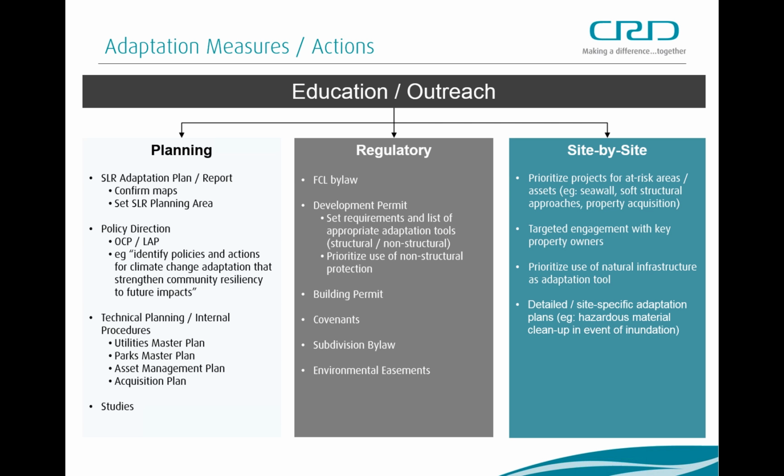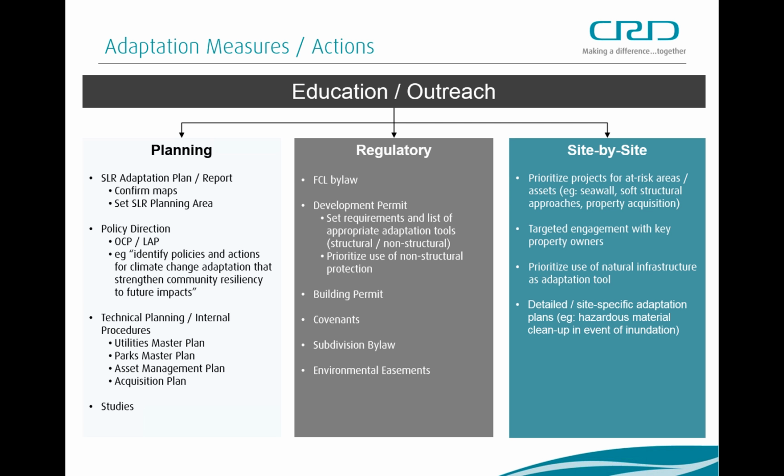From a policy perspective, some municipalities could use an update, or when they're updating official community plans or local area plans, they could put a little bit more policy direction related to climate change adaptation and/or sea level rise. Some already have that in there, and some could use to have that in there. And then there are opportunities within planning documents internally. Some municipalities are going through exercises within their utilities master plans or parks or asset management acquisition plan. Sea level rise can definitely be included in criteria there, using some of the data we have already. And again, studies. For some municipalities there's a need for studies, others not as much or at different times.